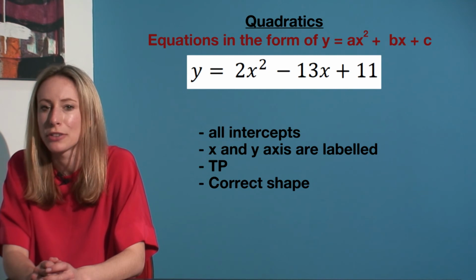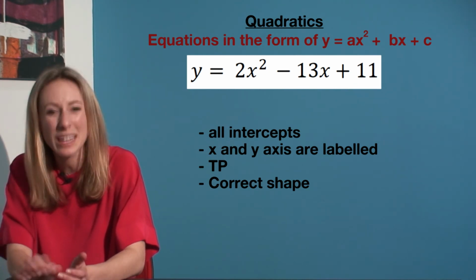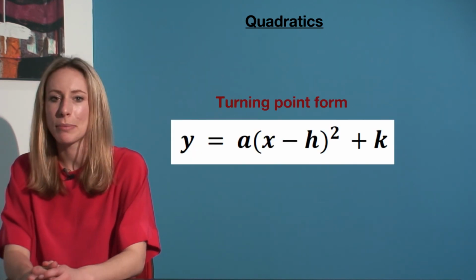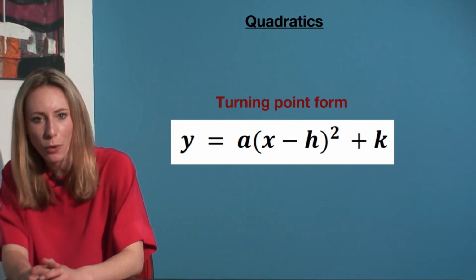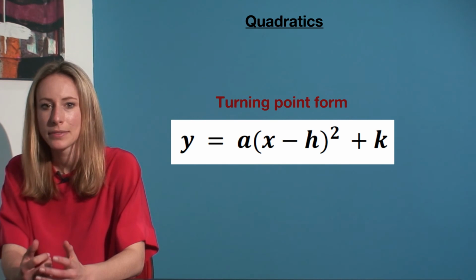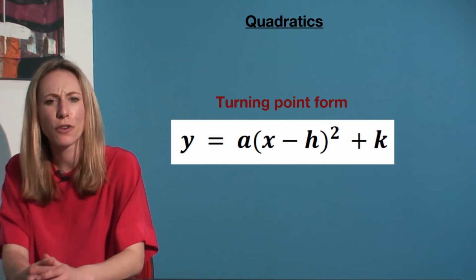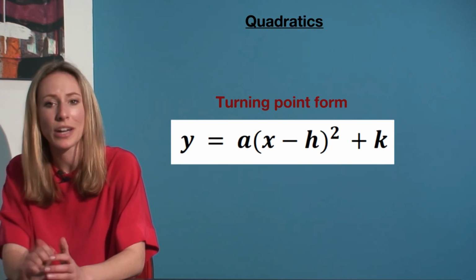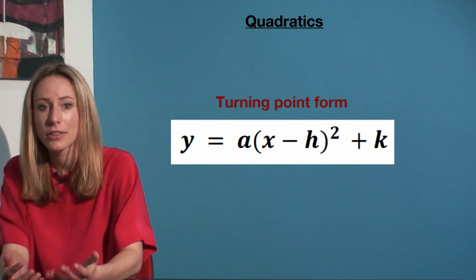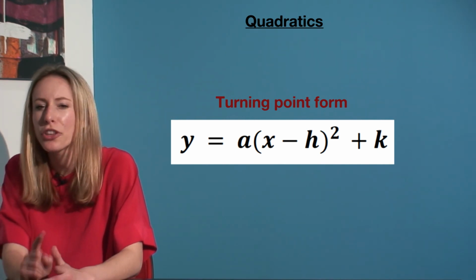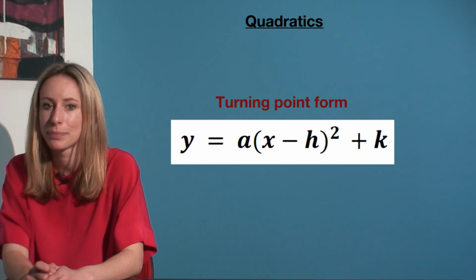In the exam you'll get marked on shape, so it might be a good idea to spend some time practicing your graphing technique. Sometimes the equation may appear in what we call turning point form. Y equals a times x minus h all squared plus k. This is just a form which lets us know where the turning point is straight away. In this equation, the turning point is just x equals h and y equals k. Note that the negative is ignored in front of h.